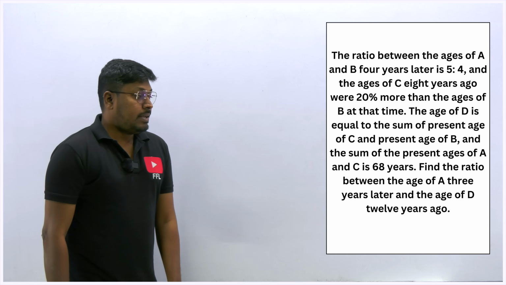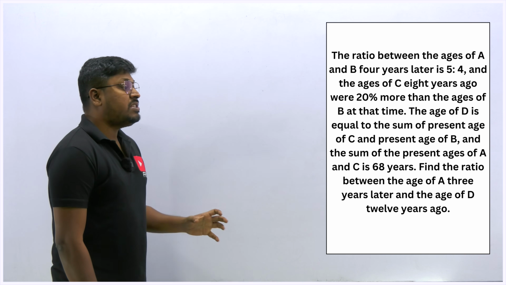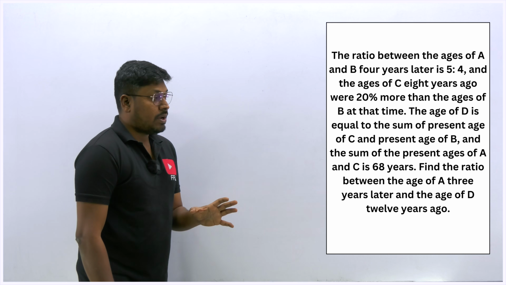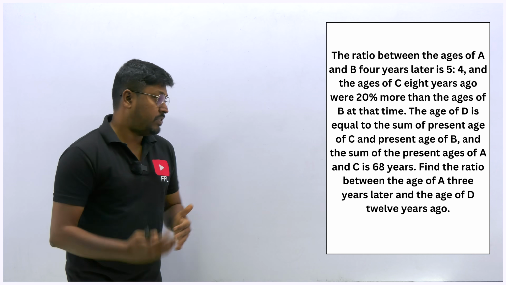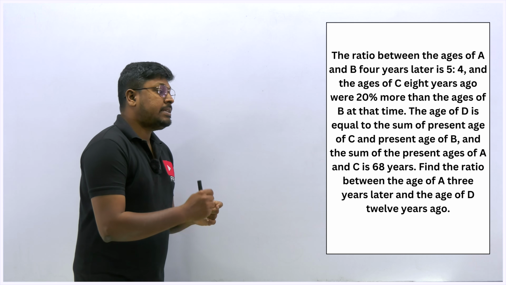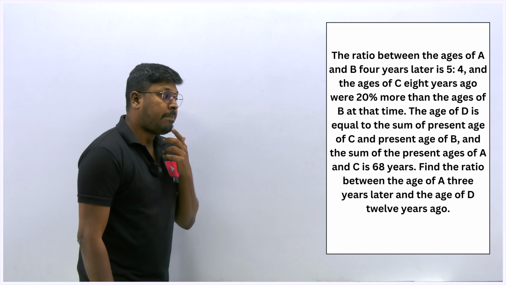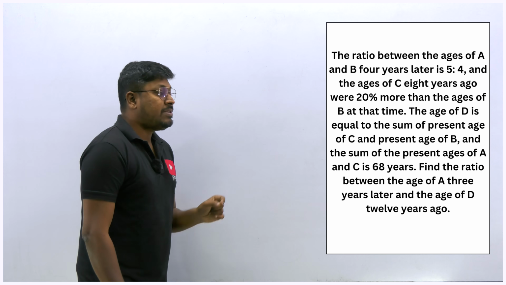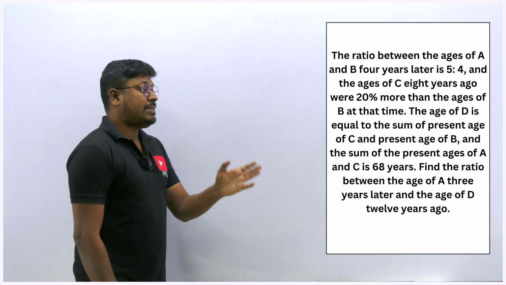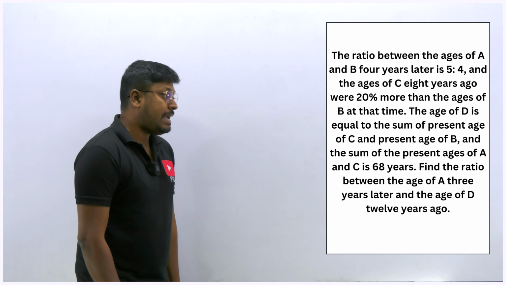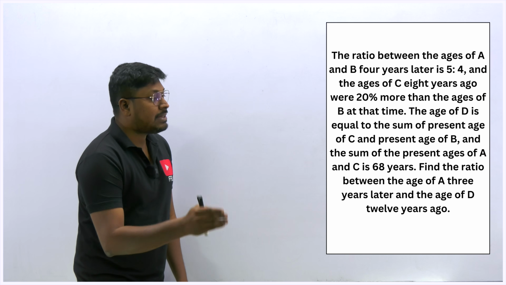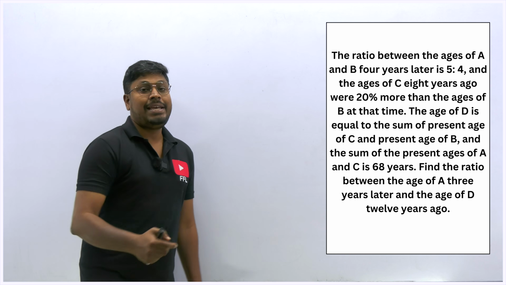Question number 1. The ratio between the ages of A and B 4 years later is 5:4. Later means they are talking about the future. And the age of C 8 years ago was 20% more than the age of B at that time. The age of D is equal to the sum of the present age of C and the present age of B, and the sum of the present ages of A and C is 68 years. Find the ratio between the age of A 3 years later and the age of D 12 years ago.